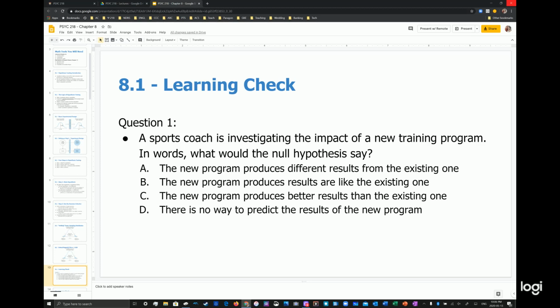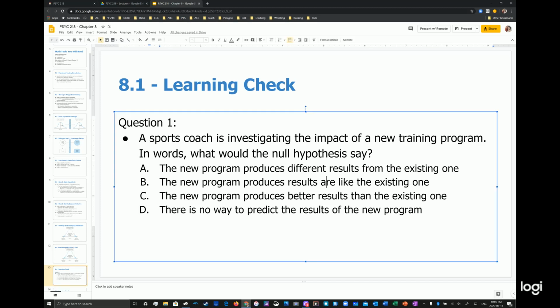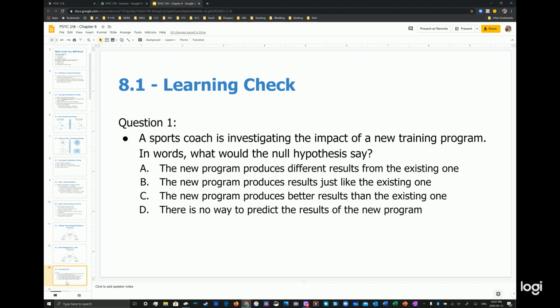So take a moment and read the choices. Again, I can read them for you. A, the new program produces different results from the existing one. B, the new program produces results that are just like the existing one. C, the new program produces better results than the existing one. Or D, there is no way to predict the results of the new program. So think about what the null hypothesis means and use that to make your null hypothesis.